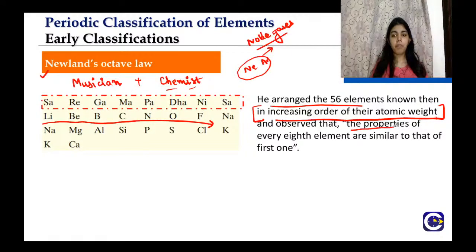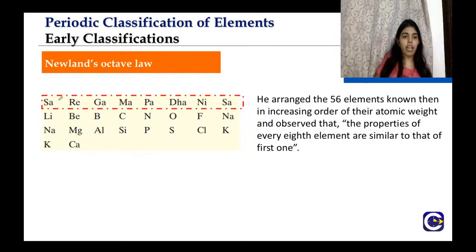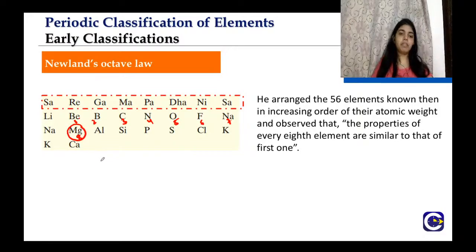Now he said that the properties of every 8th element are similar to that of the first one. What does this mean? Just as sa is repeated in 1, 2, 3, 4, 5, 6, 7 and the 8th is again sa, if lithium is 1, then counting 2, 3, 4, 5, 6, 7, the 8th element, sodium, will have properties similar to lithium, right? Now consider beryllium. Counting 1 to 7 and then 8 gives magnesium. This means beryllium and magnesium will have similar properties. So every 8th element is similar to the first one.